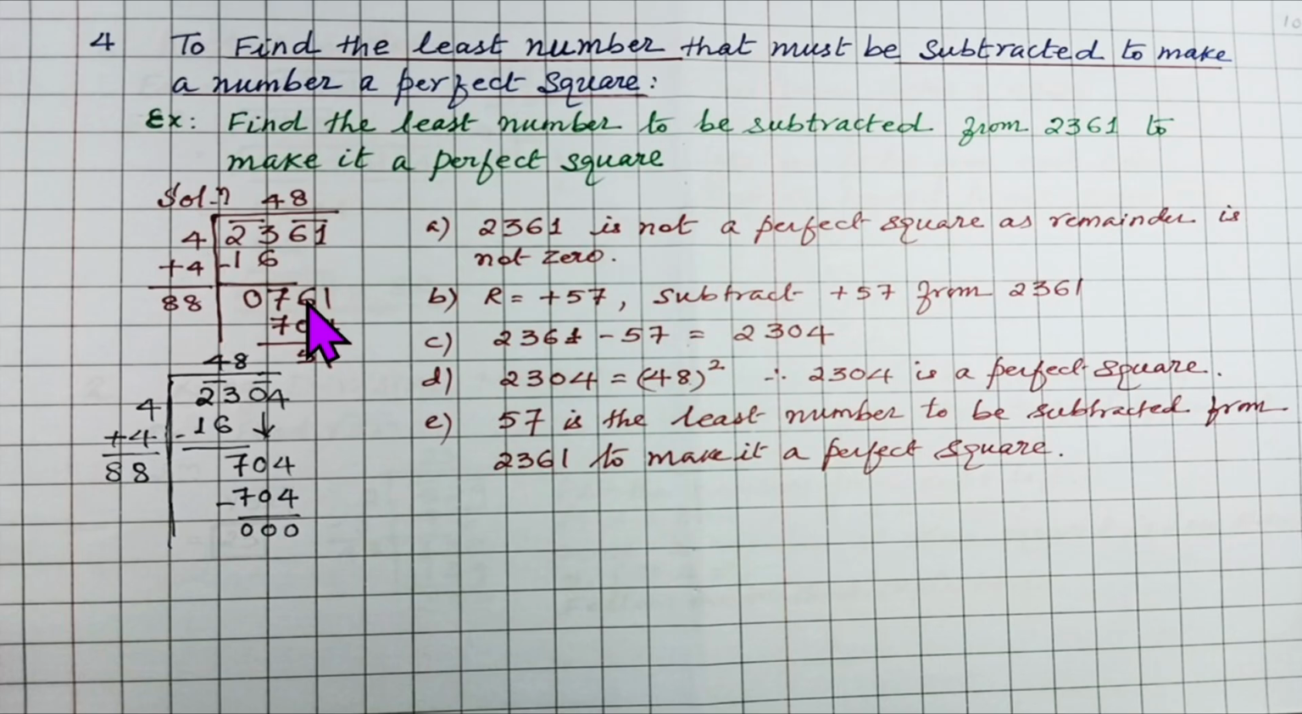Now bring 61 down, and choose a digit such that 88 multiplied by the digit, I get a number less than 761, and I have got 704 here. I have got the remainder as 57. Subtract 57 from 2361, we get 2304. Find the square root of 2304. We find that the remainder becomes 0, and the answer is 48. Therefore, the square root of 2304 is 48. That means we have to subtract 57 from 2361 to make it a perfect square.